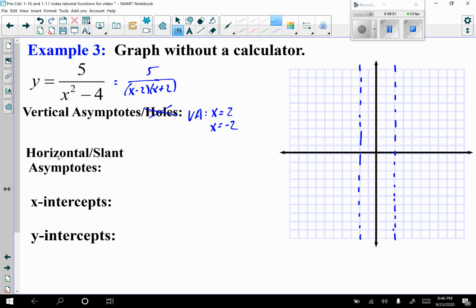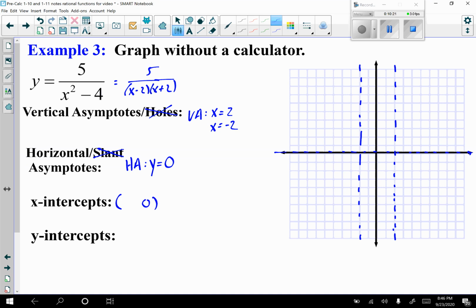Horizontal and slant asymptotes. If you look at this one, compare degrees: no x's on top, x squared on the bottom, bigger on the bottom. So bigger on the bottom means horizontal asymptote, and it is automatically y equals 0. Automatically, if more degree on the bottom, we have a 0. So the x-axis is a horizontal asymptote. All right, keep going here.